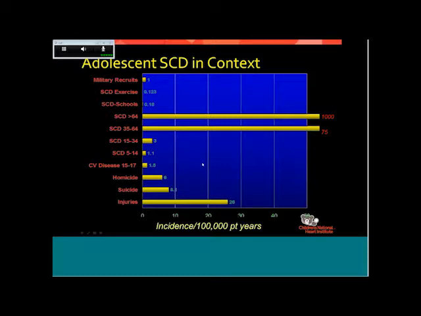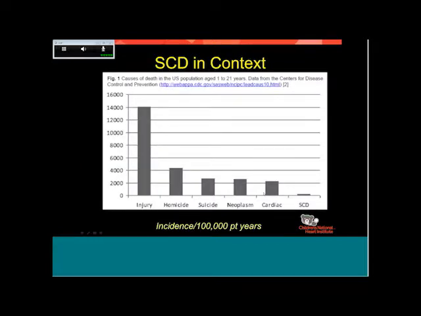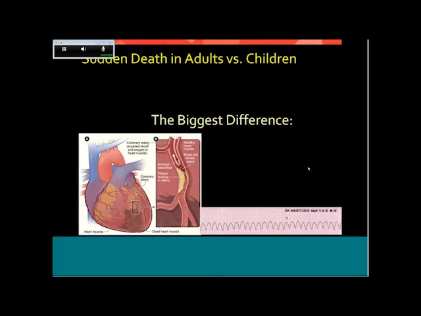Well, in comparison to adults, injuries, suicide, and homicide are much more of an issue in adolescents. But this is what we're focused on for the next half an hour. And so let's talk about these causes of sudden cardiac death in young patients.